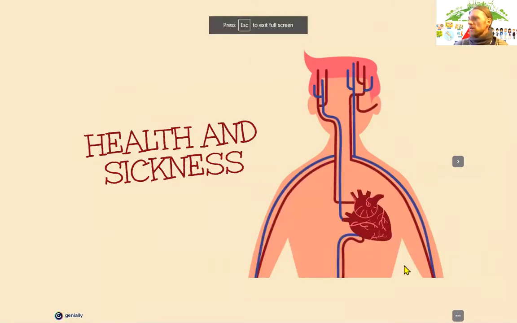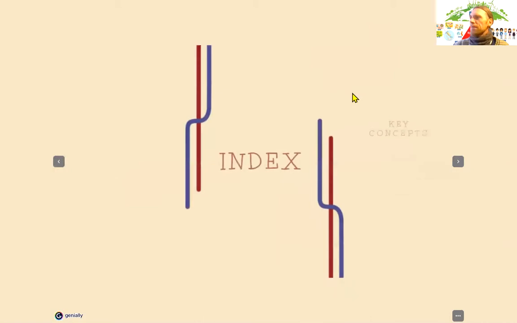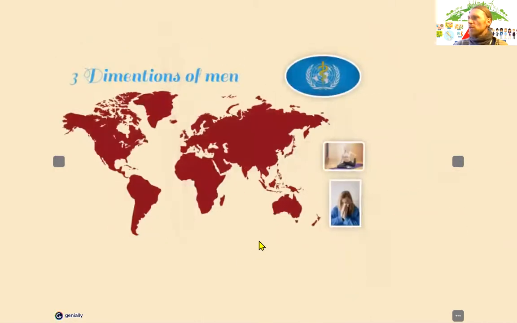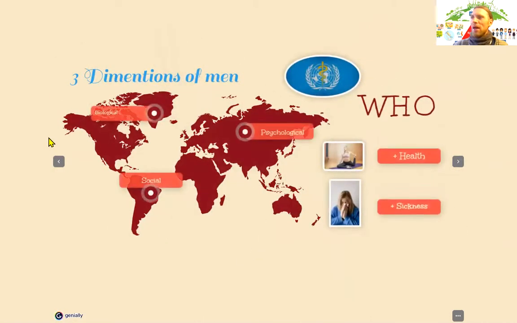So health and sickness, guys, that's what we're going to talk about today. And we have to know a little bit what it's all about, okay? So we have some definitions about it, which we call the key concepts. The dimensions of the World Health Organization about health and sickness are three: biological, social, and psychological, okay? There is very little information about it.